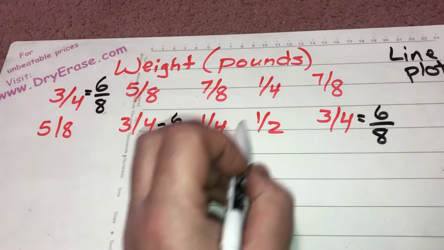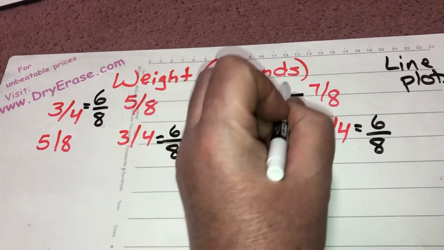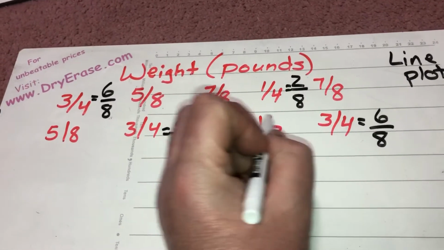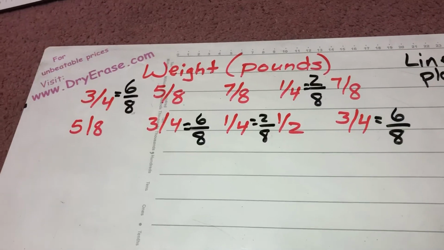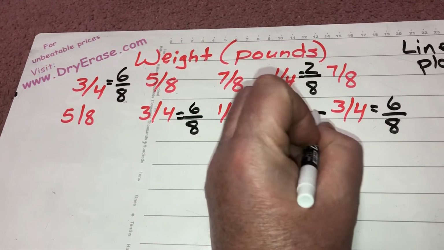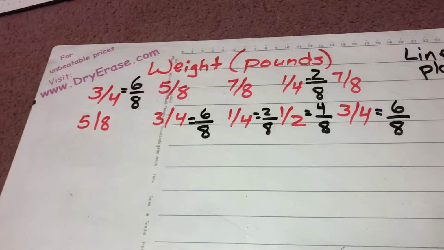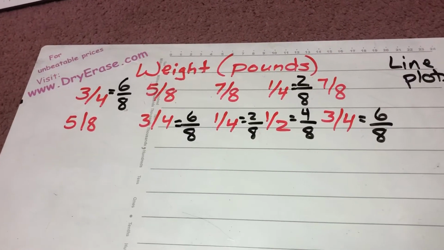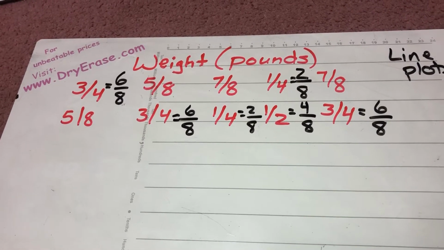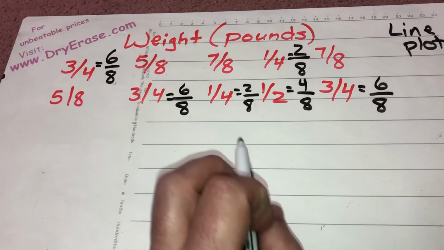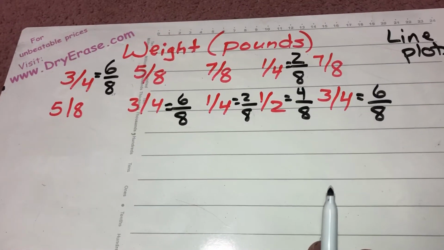I want to see 1/4 equals something over 8. Well, 4 times 2 is 8, 1 times 2 is 2. There's another 1/4 equals 2 over 8. And then I see 1/2 equals something over 8. 2 times 4 is 8, 1 times 4 is 4. All right? And so I've got everything into eighths.